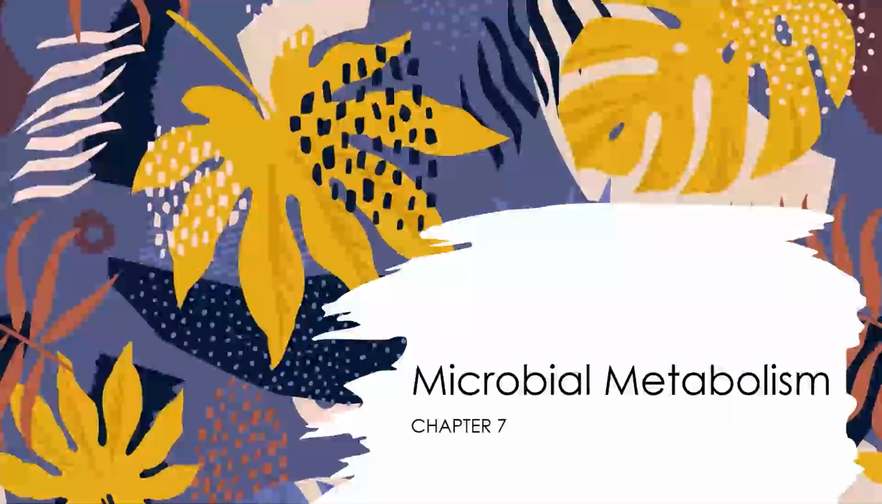Today we're going to be covering chapter 7 over metabolism of microbes, their catabolism, anabolism, and different metabolic pathways of how they regulate energy usage and produce biomolecules.